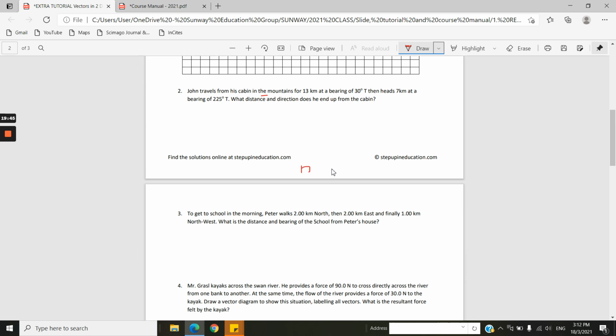Okay, so he got a cabin here, his house is here. And then this is the mountain, then he traveled 13 km up there, but with the bearing 30 degrees. Then he headed 7 km, bearing 225, which means like this, 225 degrees, which means here is 45 degrees, down there with 7 km.